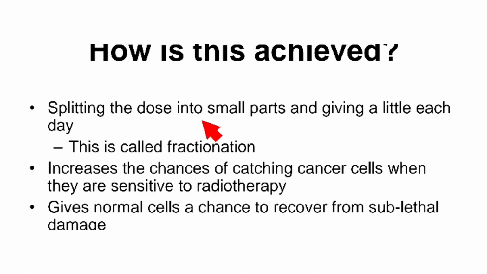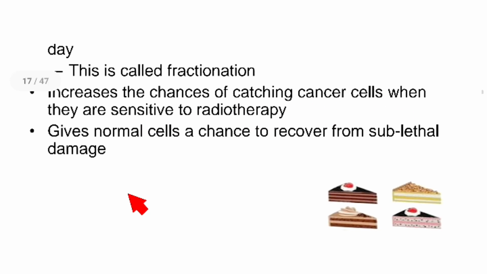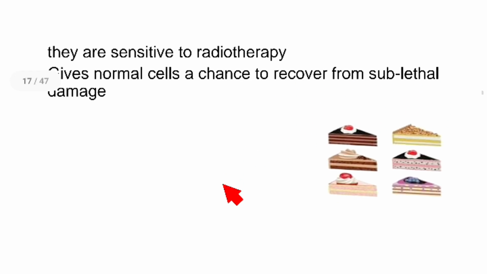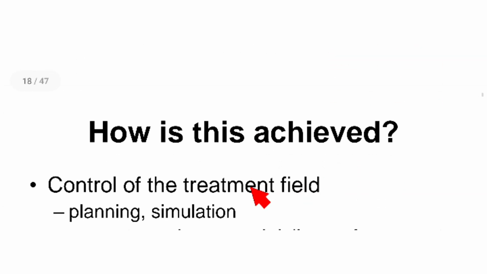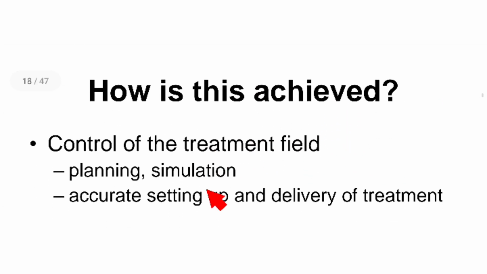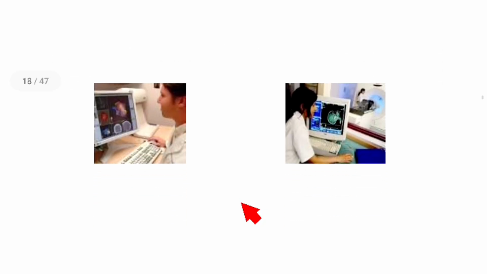Splitting the dose into small parts and giving a little each day. This is called fractionation. It increases the chances of catching cancer cells when they are sensitive to radiotherapy, and gives normal cells a chance to recover from sublethal damage. They are pictured here. How is this achieved? Control of the treatment field, planning simulations, accurate setting up and delivery of the treatment.